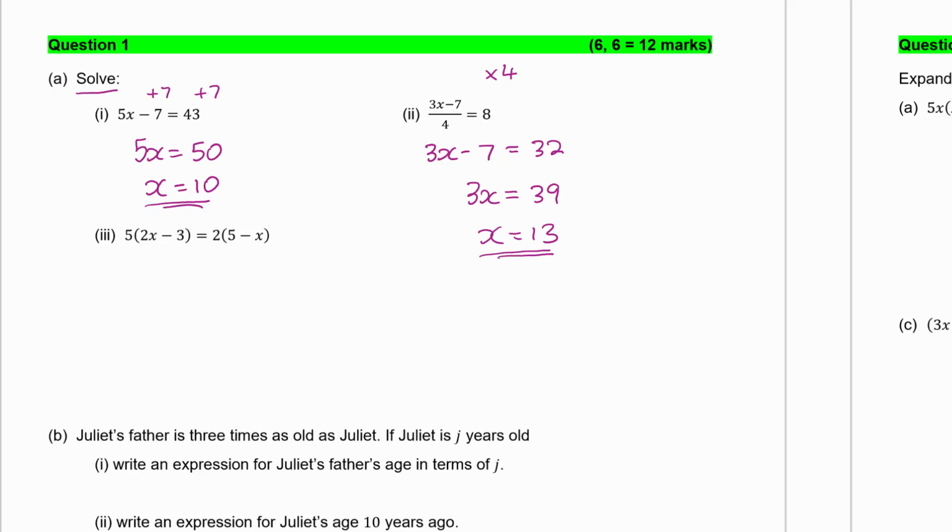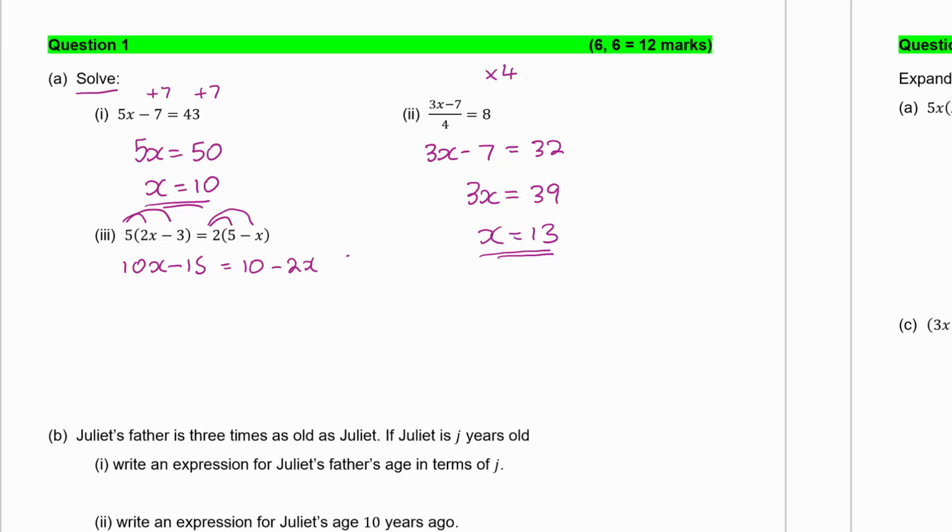With this one, I'm going to expand brackets first. So expanding here gives me 10x, and then I'll get take away 15. Here I'll get 10 and minus 2x. The smaller number of x's is the negative 2.